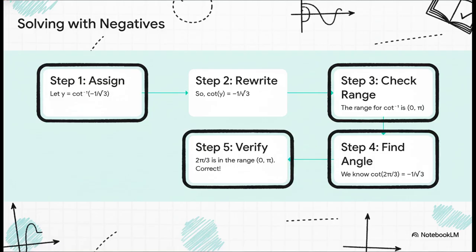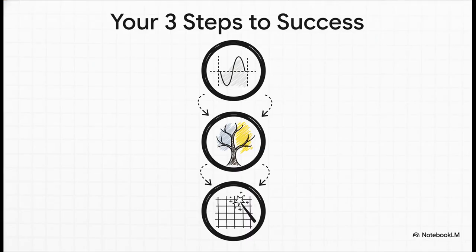That's our answer. So, if we had to summarize this entire chapter for your exams, it really comes down to just 3 simple steps to success. First, remember that we have to restrict a trig function to give it an inverse. Second, that special restricted range is called the principal value branch. And third, and this is the most important one, you must always check the magic table to make sure your answer is in the correct range.